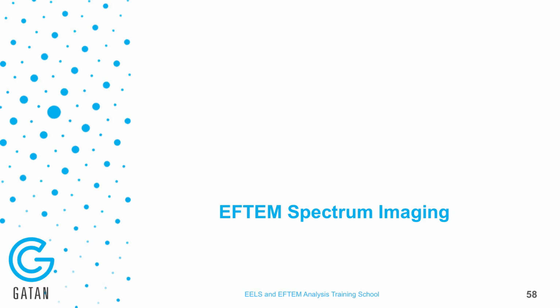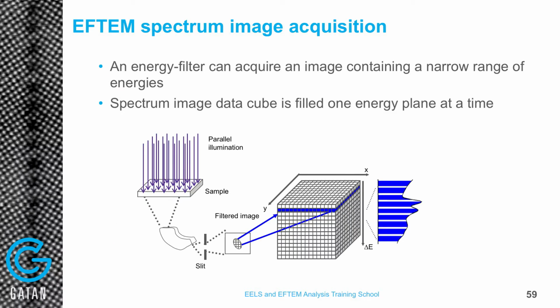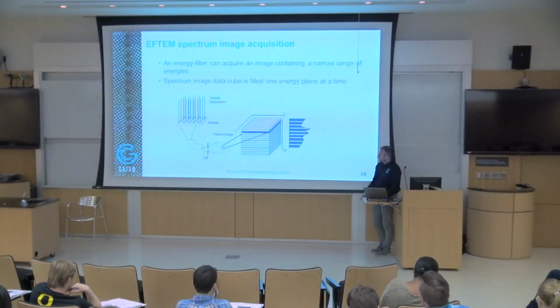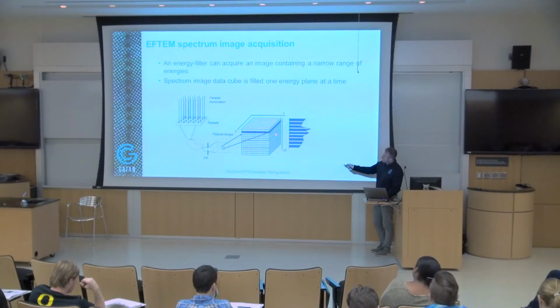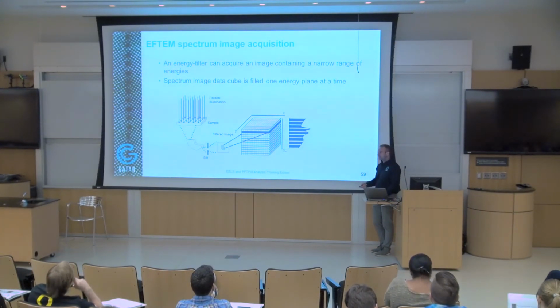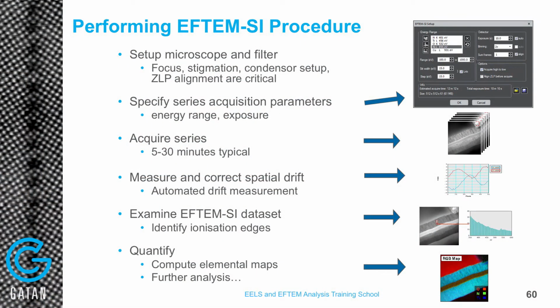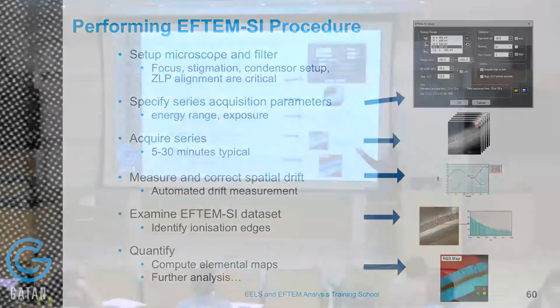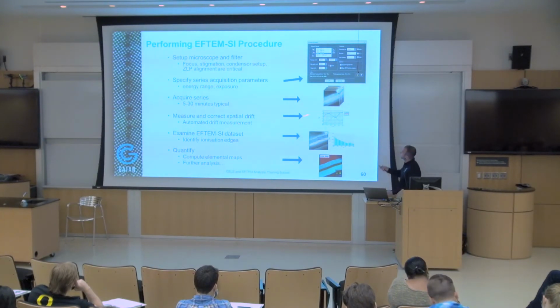EFTEM spectrum image approach. This is, in a way, equivalent, in that you end up with an EELS spectrum pixel by pixel. But like I said before, in this case the beam is in parallel mode because we are in TEM mode, and you just change the energy plane by plane. So essentially, you are building an EELS spectrum. In this particular case, it's like a serial collection. Okay, so this is how we define our EFTEM spectrum imaging.